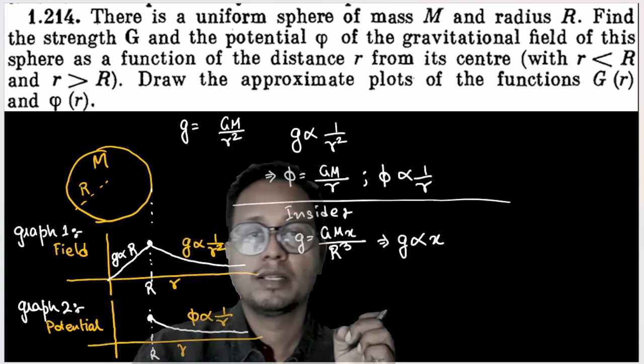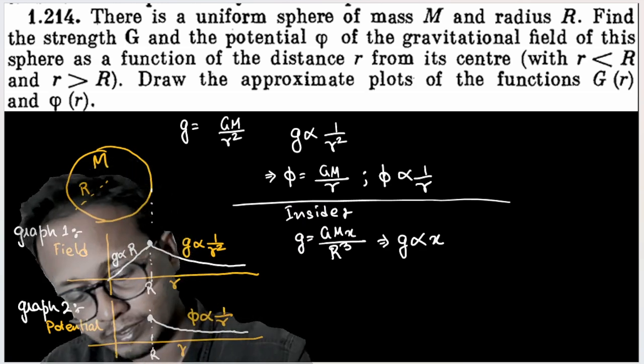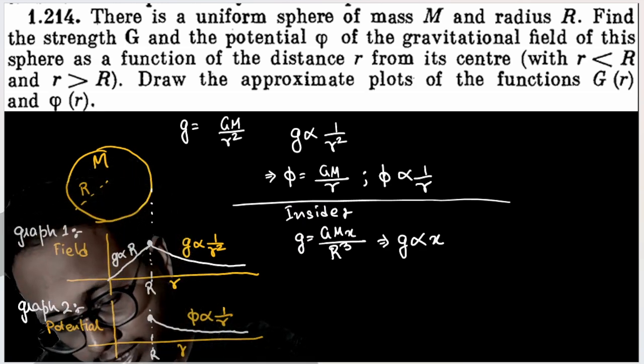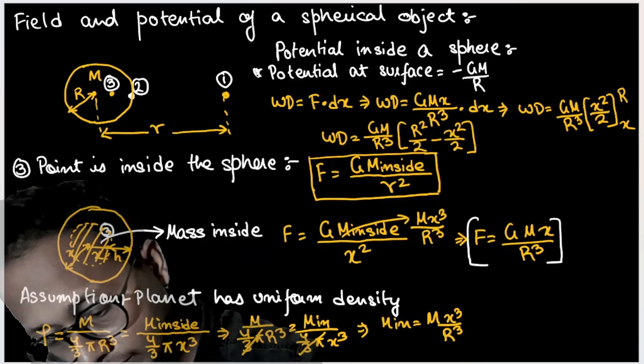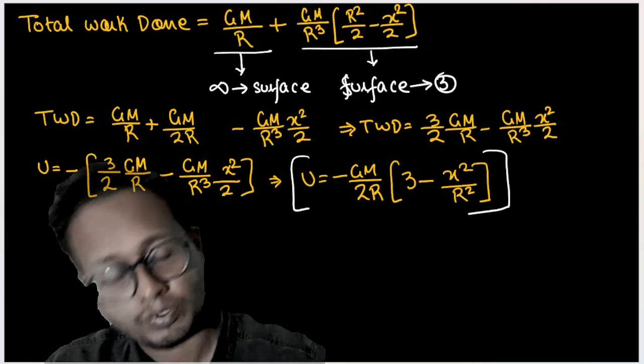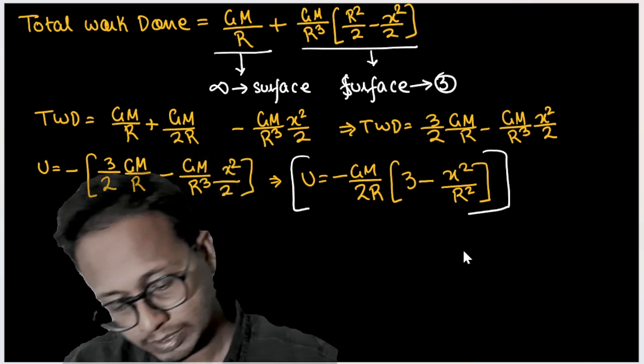Fair and fine. Now similarly, what would the graph of potential look like inside the surface of the sphere? The formula out here is, let's look at the formula. The formula is not this one, not this one, this one. The formula is nothing but GM by 2R times (3 minus x square by R square).